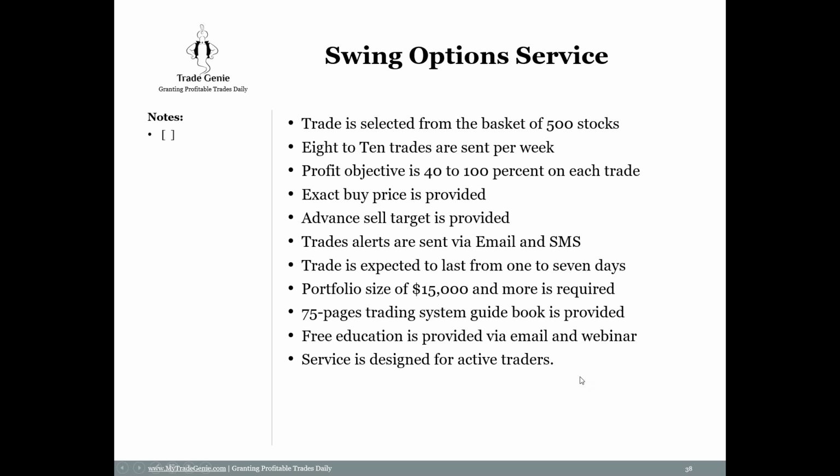This swing option service is designed for active traders. If you have a cell phone, it's okay. You can make money from cell phones, but ideally you need to have a desktop. So it's not like a Robinhood trader where you sign up, put in $2,000, download the Robinhood app, and try to become a millionaire. It's not like that.